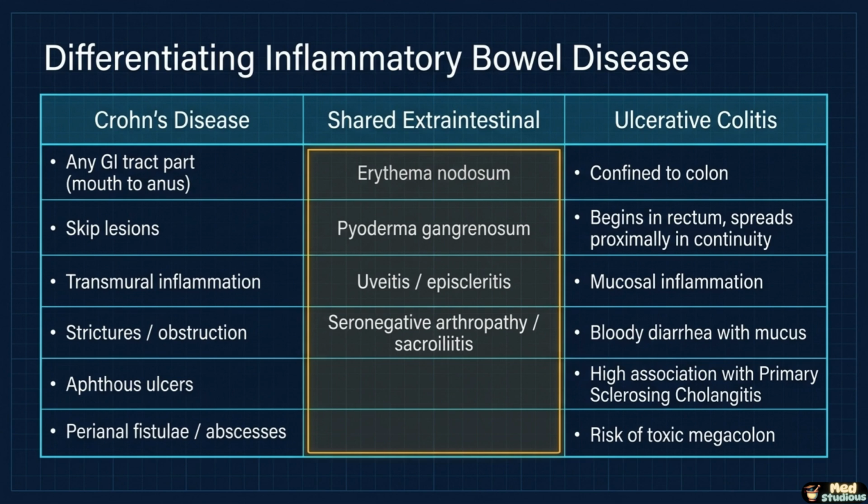But some associations are disease-specific. Ulcerative colitis carries a markedly higher association with primary sclerosing cholangitis and a real risk of toxic megacolon, while Crohn's disease is the one more likely to produce fistulizing complications requiring surgical input.